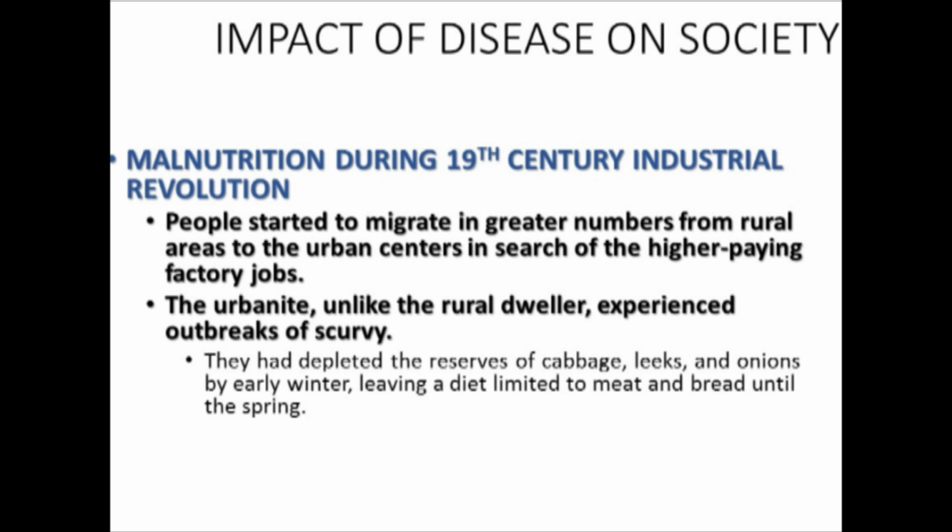The urbanites, unlike the rural dwellers, started to experience outbreaks of scurvy. Why did this happen? Well, they had depleted the reserves of cabbage and leeks and onions, which are all high in vitamin C, over the winter. Again, remember, in the cities there was no storage facilities, grocery stores were not there. This whole migration towards the cities was a new phenomenon. This left a diet that was limited only to meat and bread until the spring. So consequently, by the spring, scurvy started to break out.